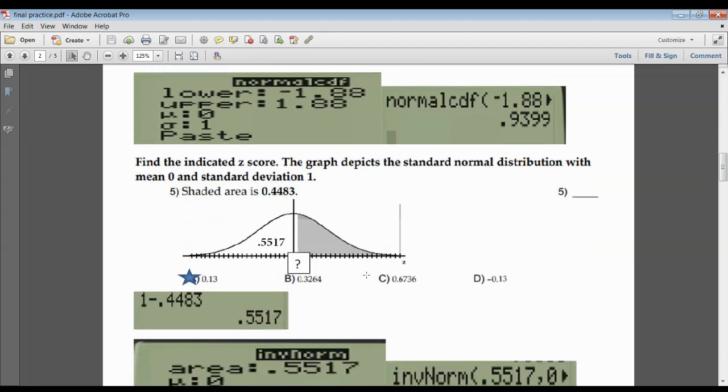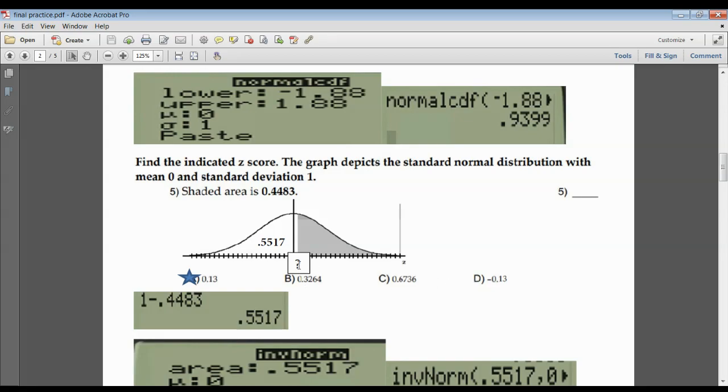All right, you're looking for the z-score. Now there's that z-score right there. It's to the right of the mean. Now if the mean is 0, this represents 0, and you're to the right of it where this question mark is, you obviously know it's a positive value, so this makes no sense.